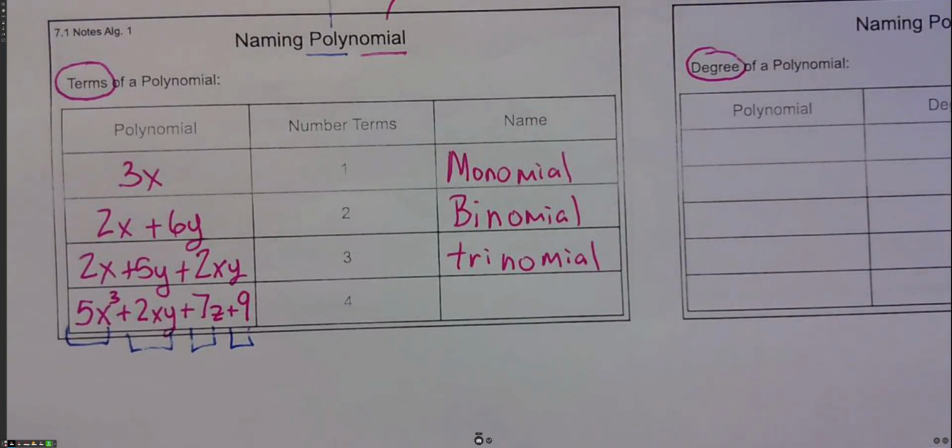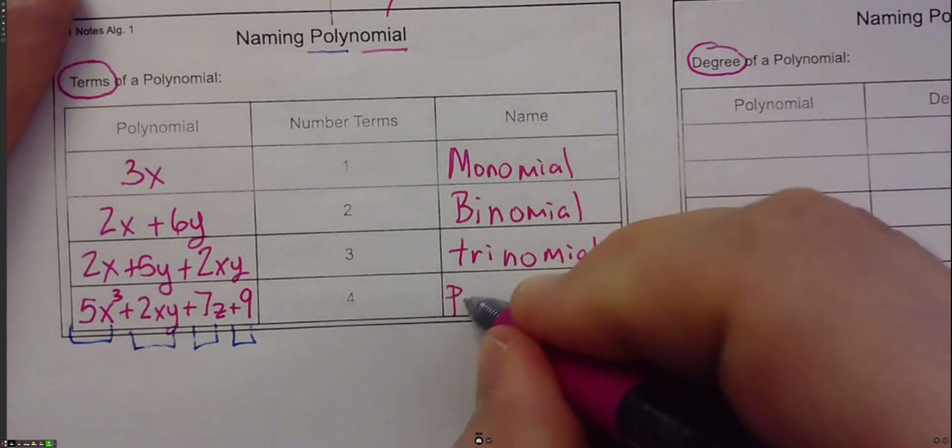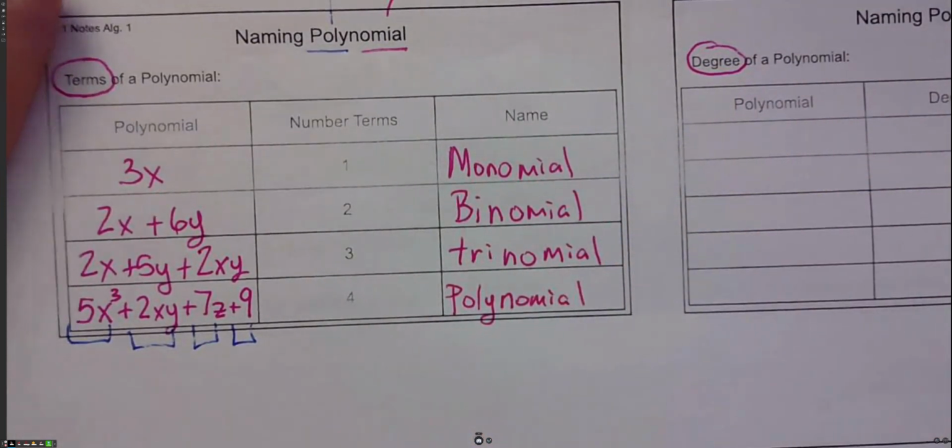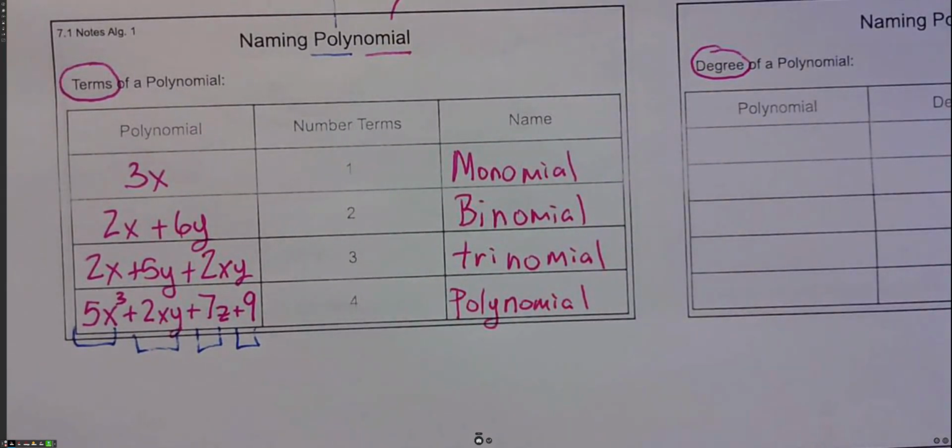Anyone want to guess what the 4th one is? You'll probably get it wrong. Quadrillion. Okay, I like that guess. Here's the deal. In this class, we only have to know the first 3 terms. What do you think the generic term is for higher than 3? It's polynomial. If we have more than 3, we're just going to call it polynomial. And really, no one's going to ever ask you more than that.